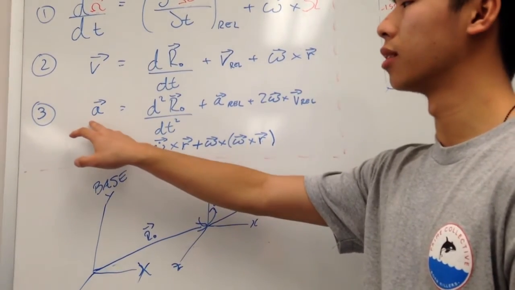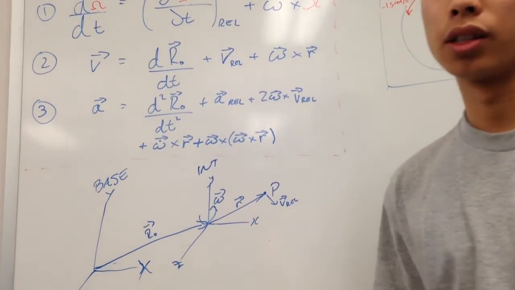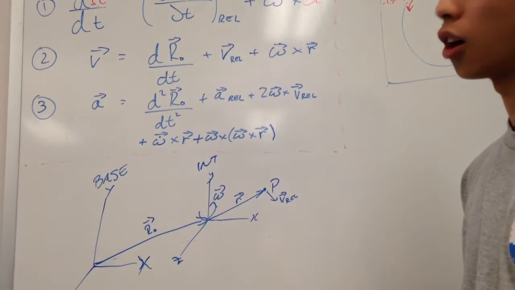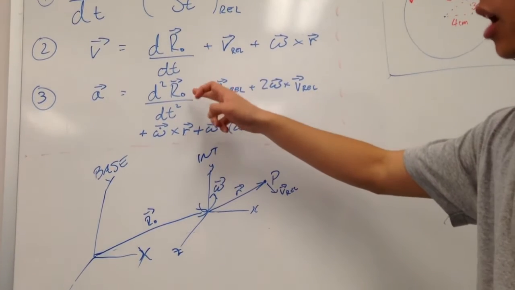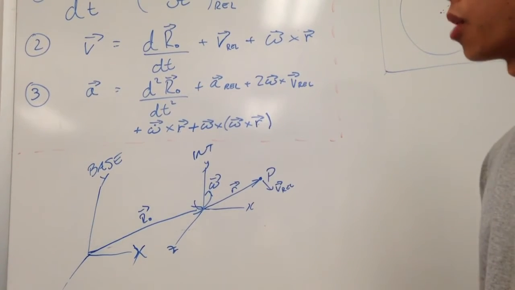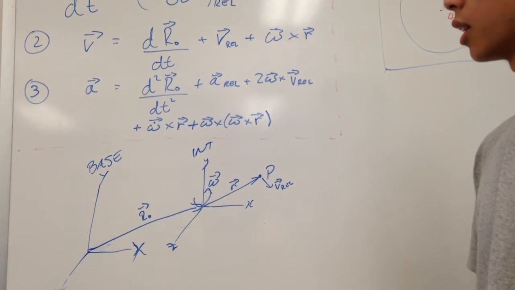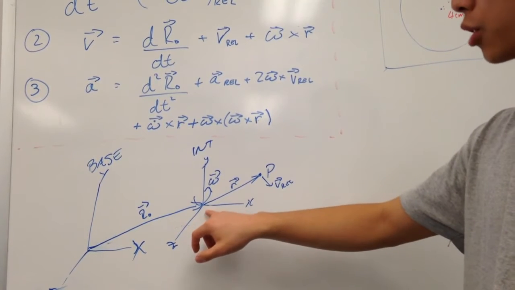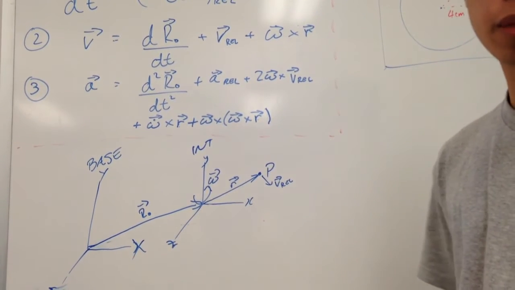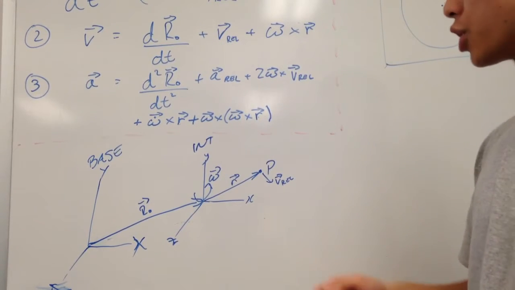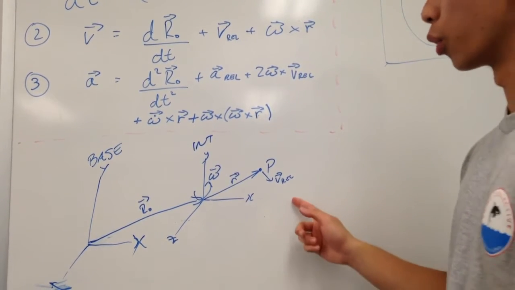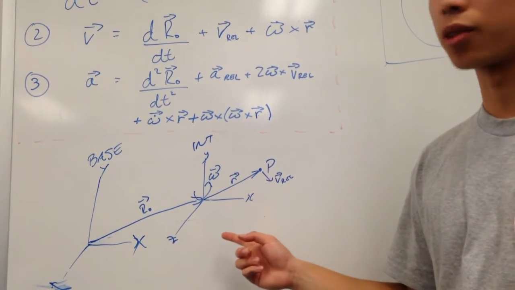The third equation is an equation for the translational acceleration of our point of interest. So we know r naught, so d squared r naught by dt squared is just the acceleration of the intermediate reference frame with respect to the base reference frame. AREL is the acceleration of our point of interest with respect to our intermediate reference frame.